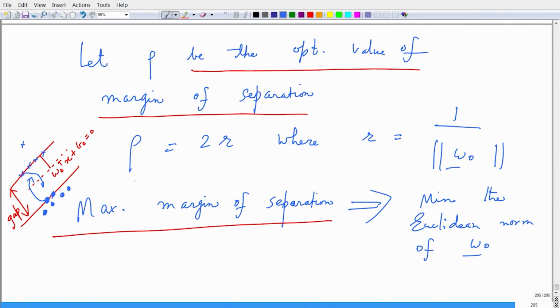So maximizing rho, the margin of separation, would be minimizing the Euclidean norm of this vector W naught, because they have a reciprocal relationship. But you have to bear in mind that in the optimization problem we are trying to solve, over all the points in the training set we are maximizing the margin of separation. That still cannot give us a hyperplane which has a unique direction. We are minimizing the Euclidean norm, which is a scalar quantity, and vectors with different orientations can have the same Euclidean norm.